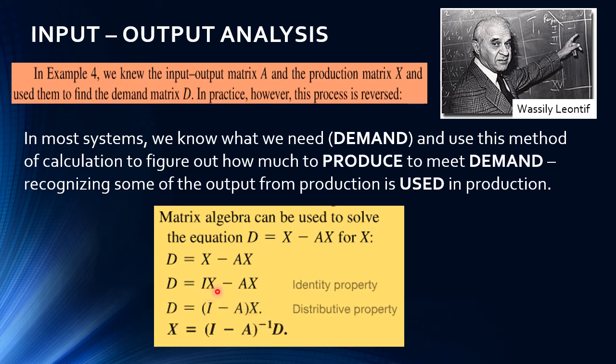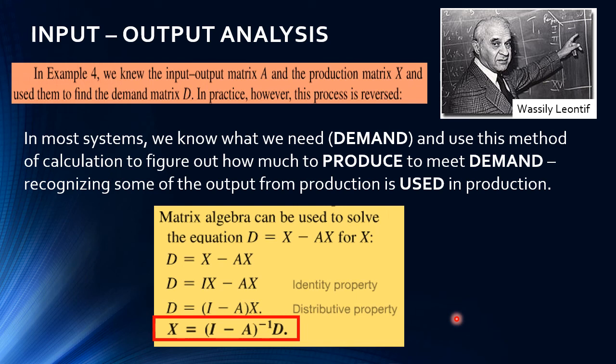the identity matrix times X minus AX. Remember, the identity matrix times a matrix is the same value. Okay. I can then use the distributive property to factor out an X: (I minus A) times X. And then this is kind of weird, but it actually works. If I divide both sides of the equation by I minus A, then I get (I minus A) raised to the power of -1 times D. And this -1 actually works as the inverse matrix as well. So it's a nice formula, okay?